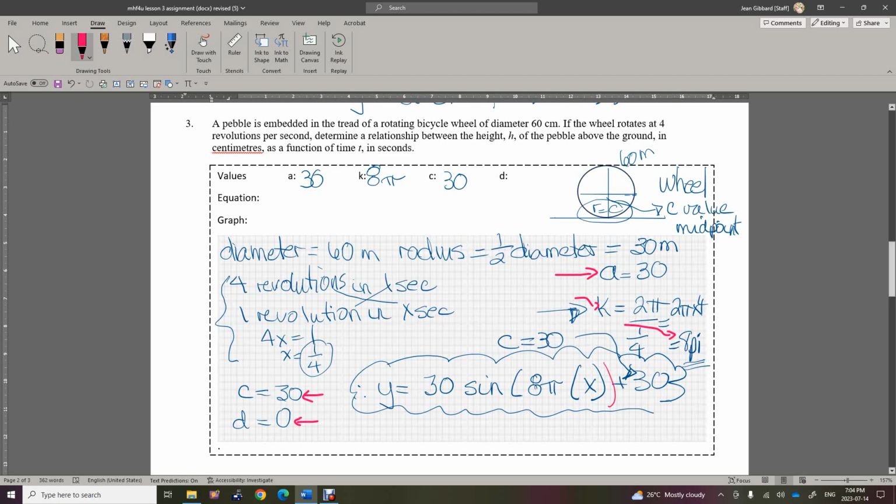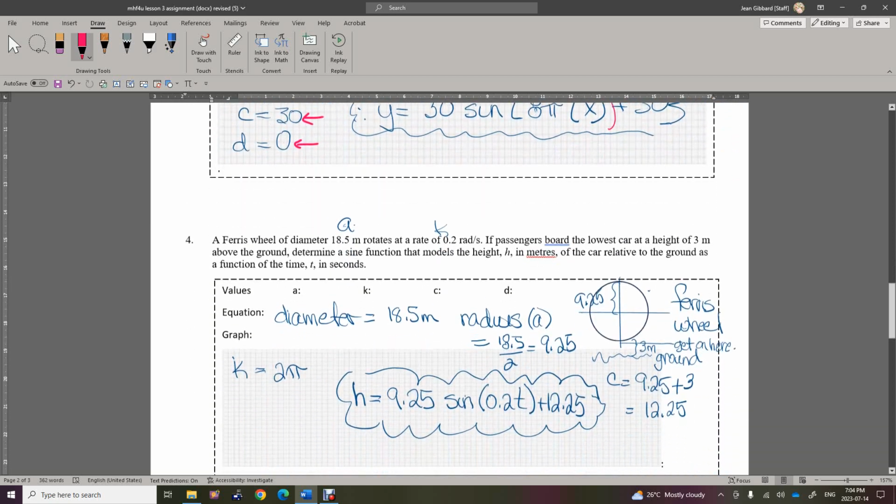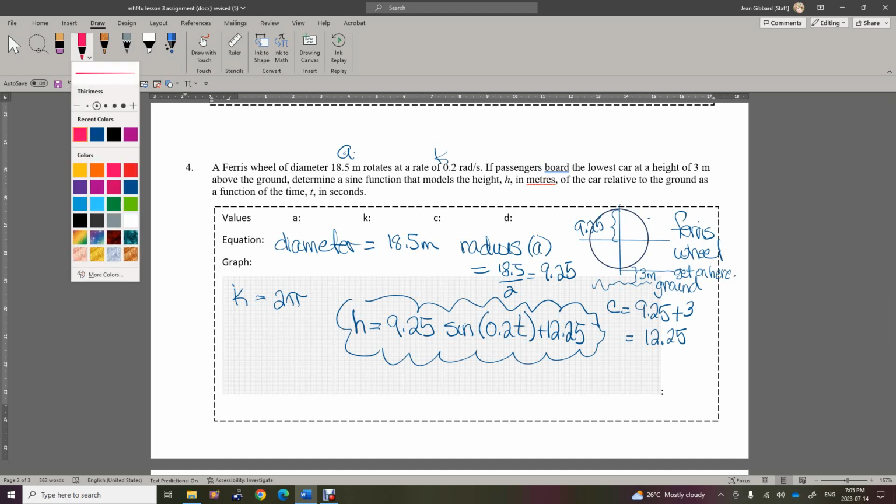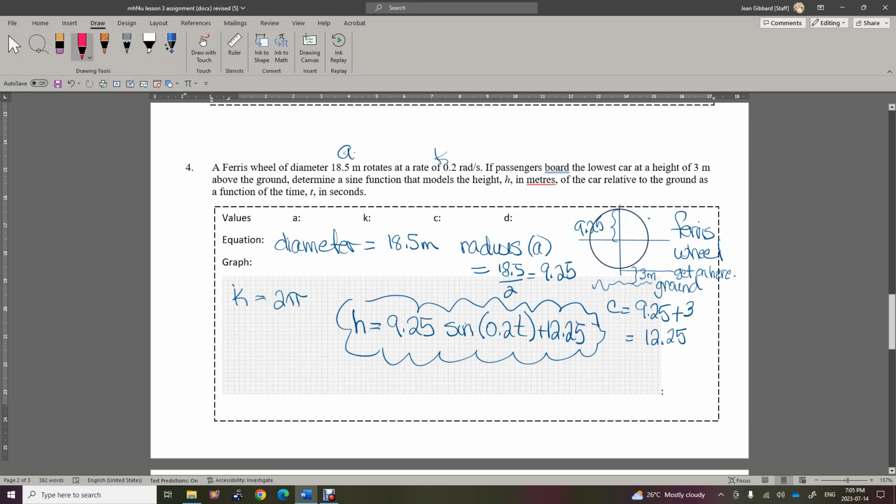Now, let's move on to the next question, the Ferris wheel question. In this question, we have a Ferris wheel, which I've shown you by our circle. The diameter is 18.5 meters, so our radius we know is 9.25.